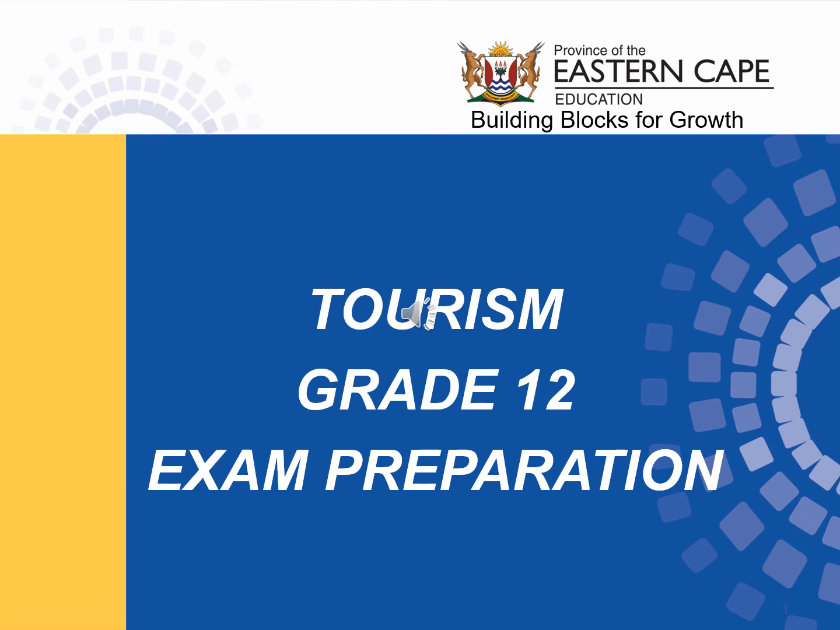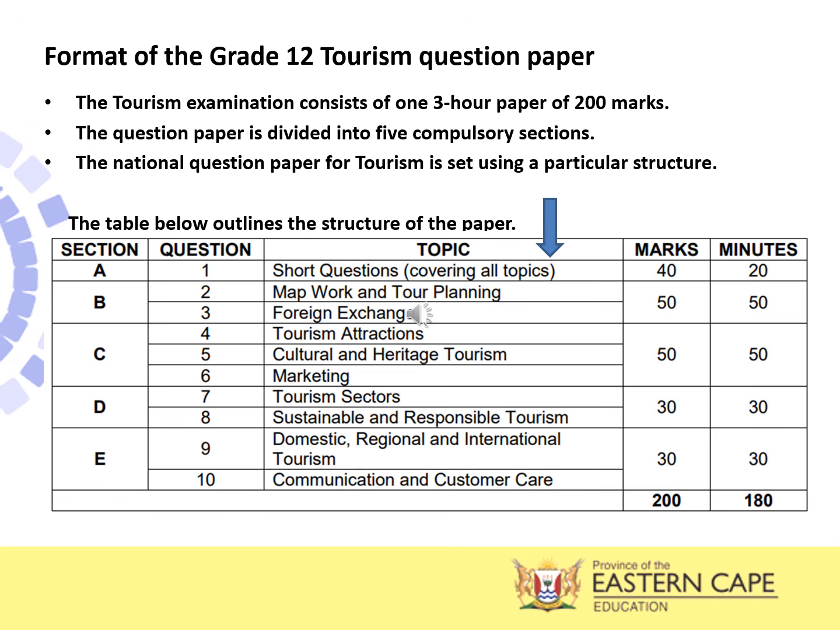I'm so excited to share with you some guidance in preparation for the upcoming exams. Here we can see the format of your exam. It consists of a 3-hour, 200-mark paper which is divided into 5 sections. There are always 10 questions in the tourism paper, each question consistently covering the same topics each year. This breakdown can be found on page 2 of your exam paper.